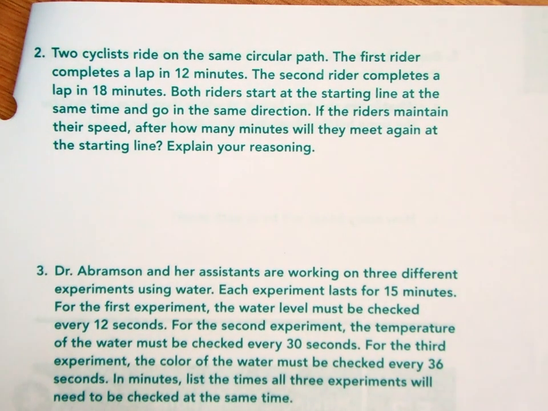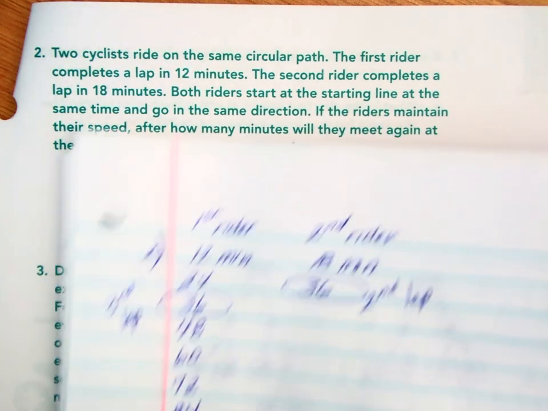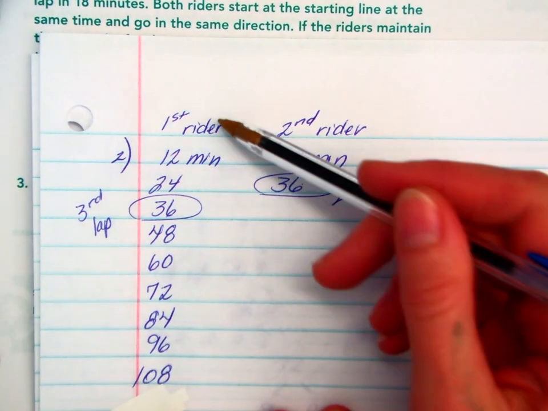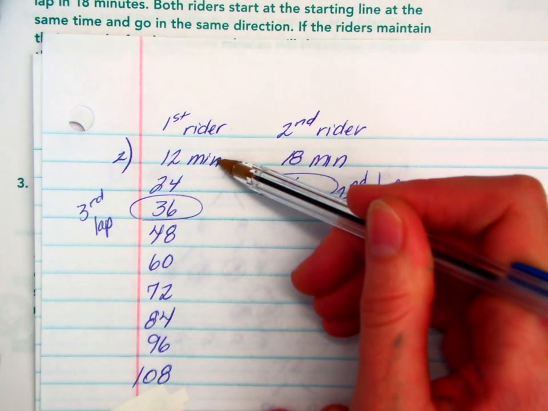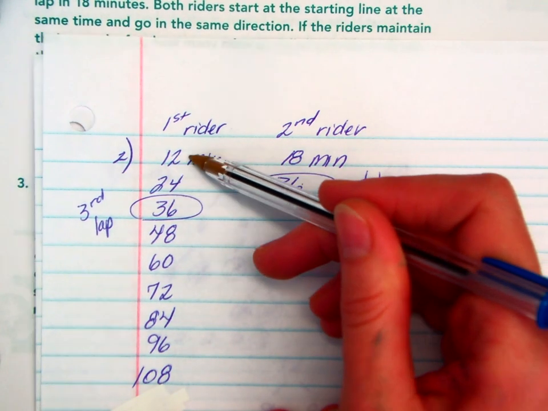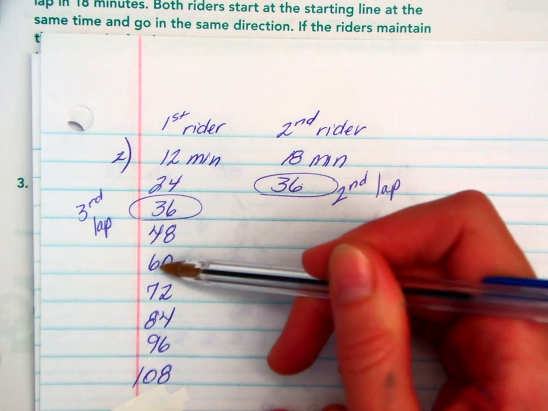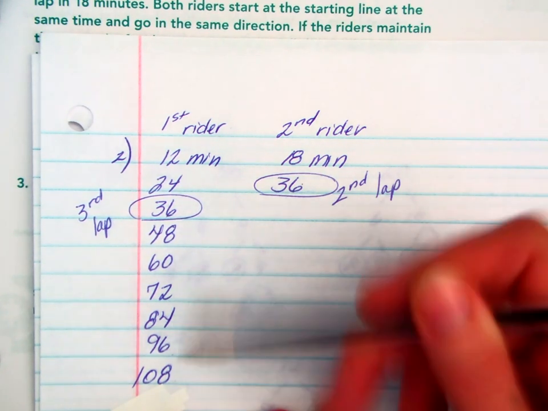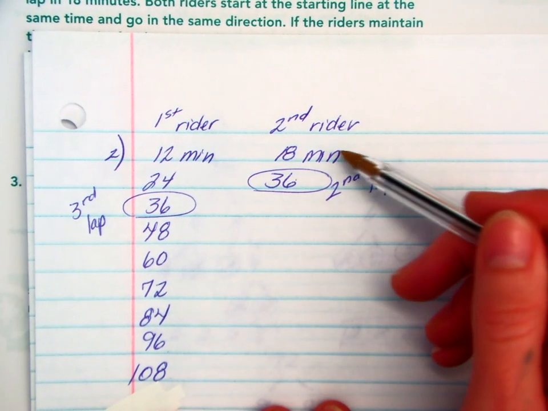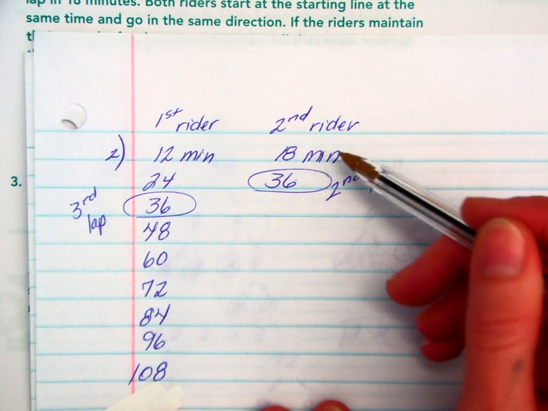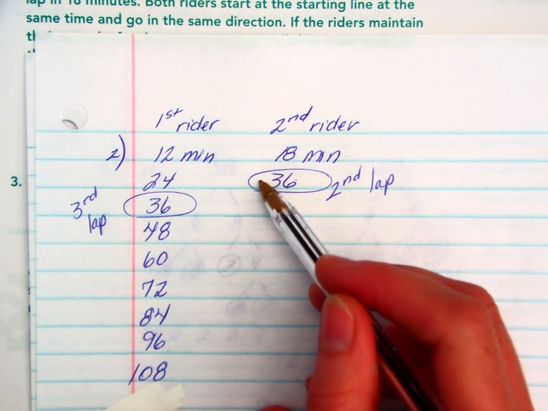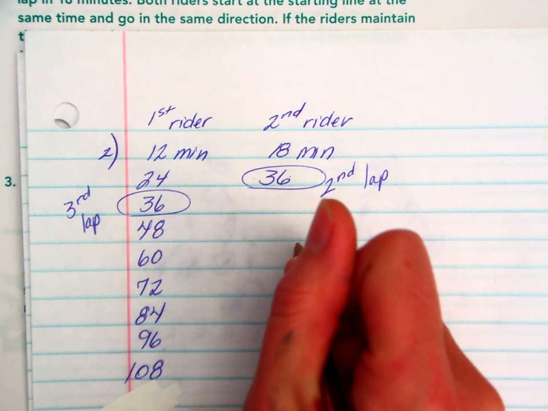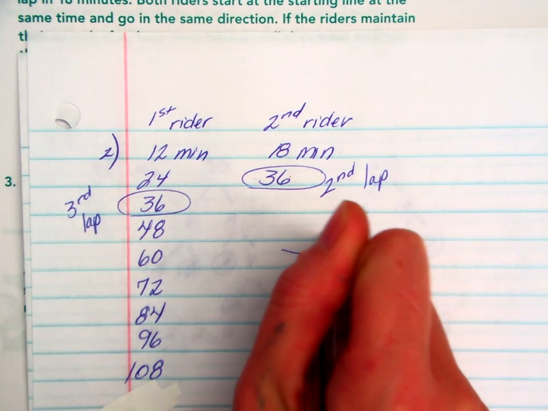You've got 2 riders. One's going a little faster than the other. So I went ahead and showed that work here. Rider number 1, rider number 2. This rider does a lap every 12 minutes. So first lap, second lap, third, fourth, fifth, sixth, seventh, eighth, ninth, and so on. This rider takes 18 minutes to go a lap. So first lap, second lap. Well, they end up at the same place, like if you were thinking about a track.